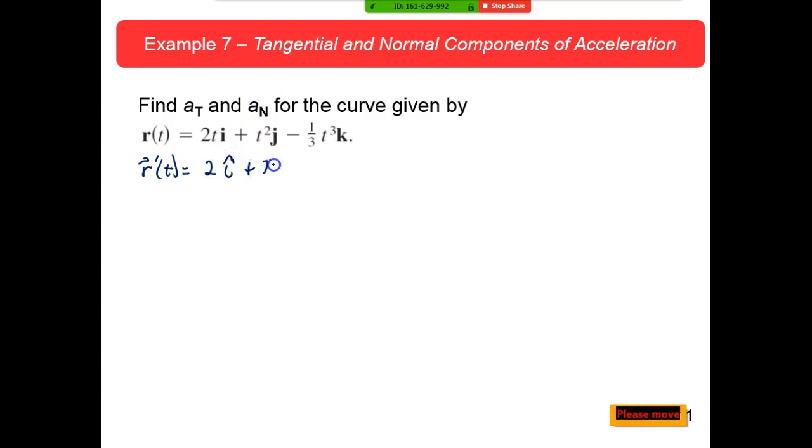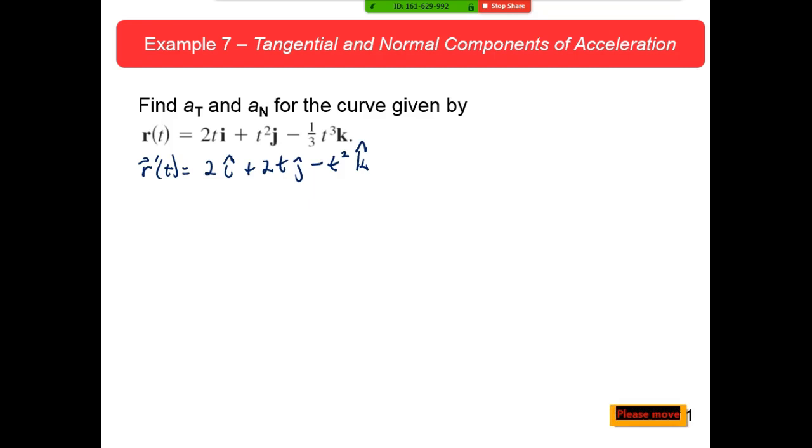Next, you said 2tj, is that what you said? Say yes, okay, good. And then minus t squared k. All right, good, we got that done. Now we need to take a magnitude of that. Yes, and why that?